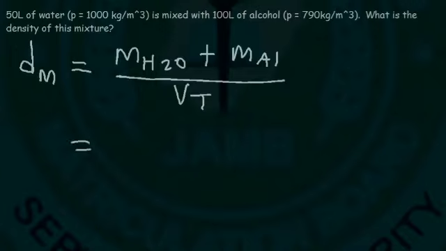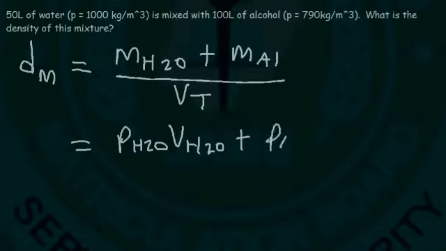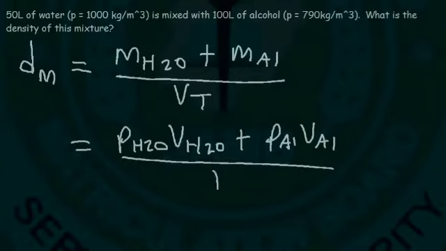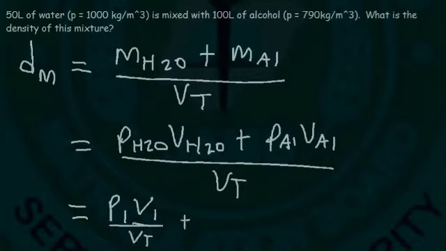Now, the mass of water is the density of water times the volume of water. And the mass of the alcohol is the density of the alcohol times the volume of the alcohol, and we're going to divide it by the total volume. So let's separate this fraction into two smaller fractions. To keep it simple, it's P1 V1 divided by V total plus P2 V2 divided by the total volume.